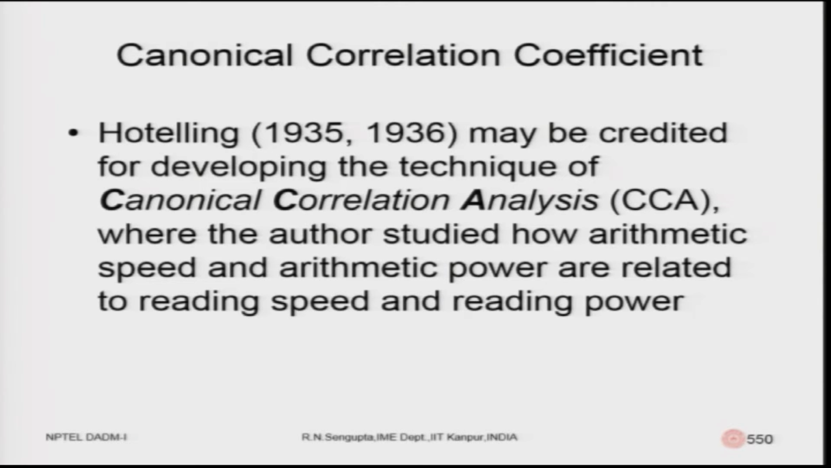So, this is the concept of canonical correlation coefficient, where the authors studied arithmetic speed and arithmetic power, and how they are related to reading power and reading speed. So, if your reading power and reading speed are higher, does it signify that your arithmetic concepts of power and speed to do problems on the arithmetic front are higher or lower, or that they have no relationship? Basically, that was the concept based on which the study was done.